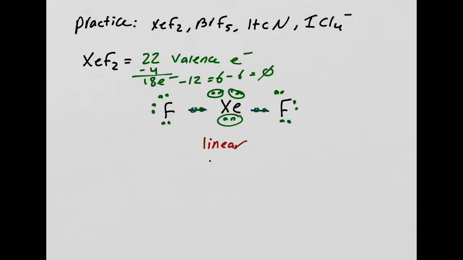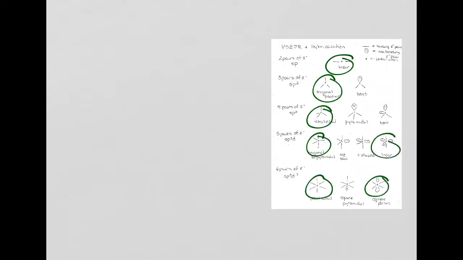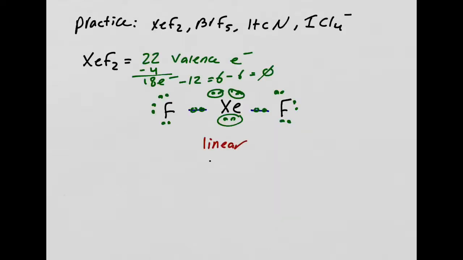Now, is this polar or nonpolar? I give you a little shortcut. I said these geometries, the ones that I'm circling, are nonpolar geometries. Except there's one exception. Every time you have more than 2 types of atoms, it doesn't matter what the geometry is, it will be polar. But besides that, these are nonpolar geometries. Okay, is linear one of them? Linear is one of them. So this is a nonpolar geometry.